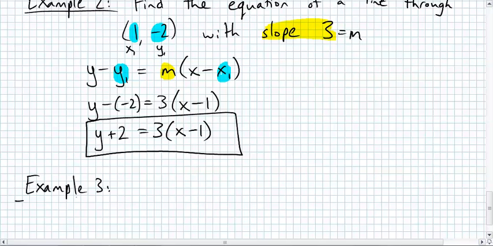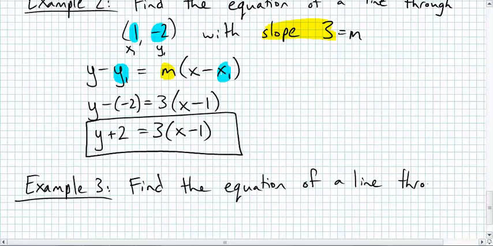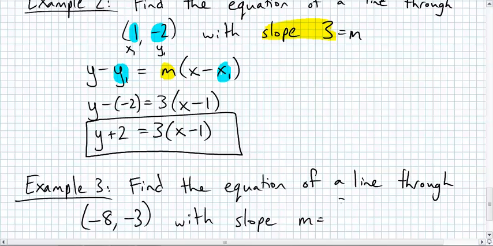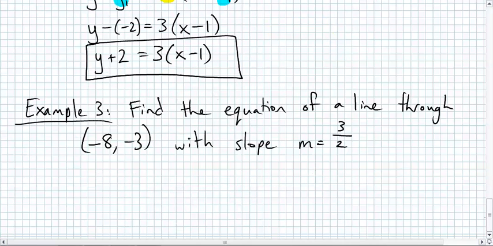Let's do another one of a similar nature. Find the equation of a line through the point -8, -3 with a slope of 3/2. Okay, so again, I know my slope and I know my point.